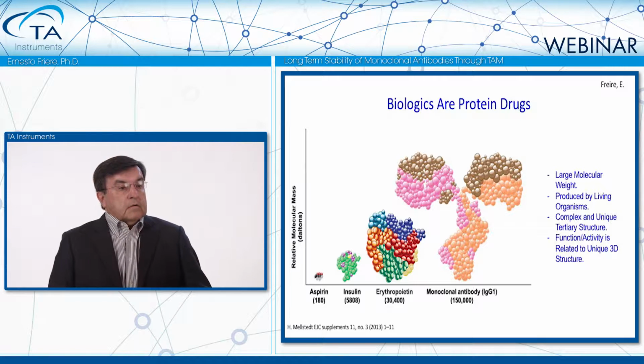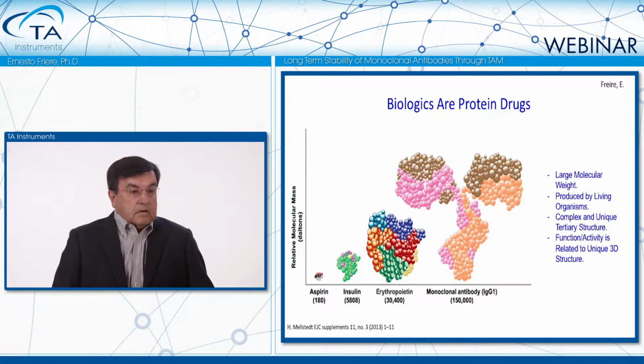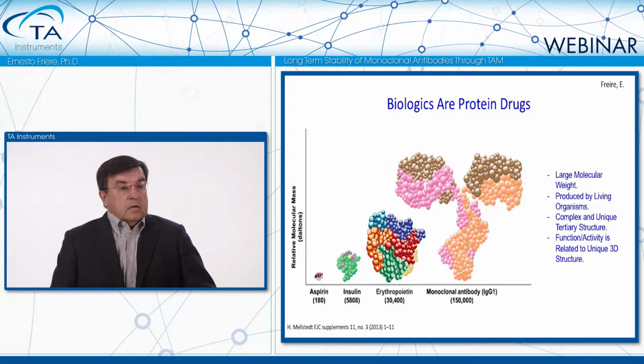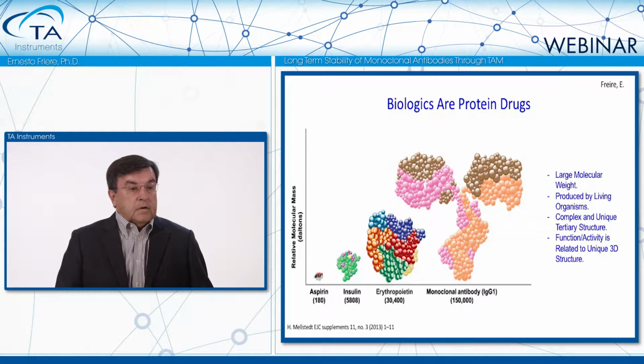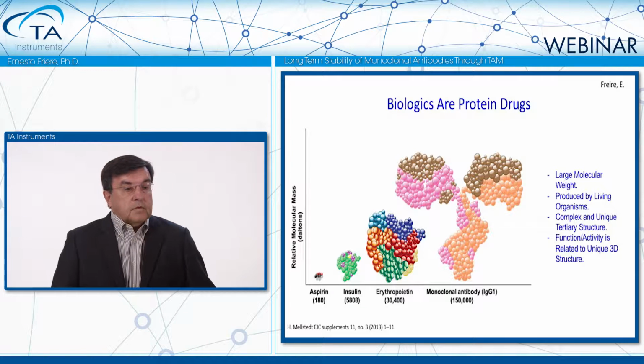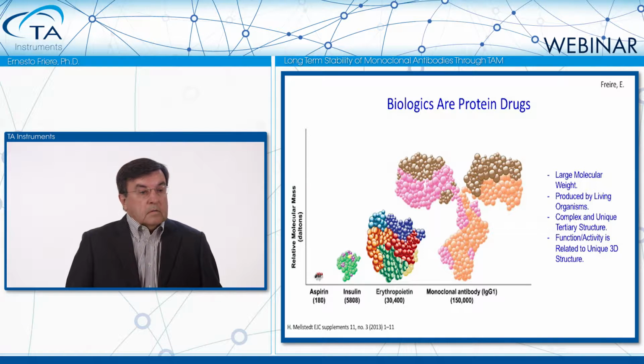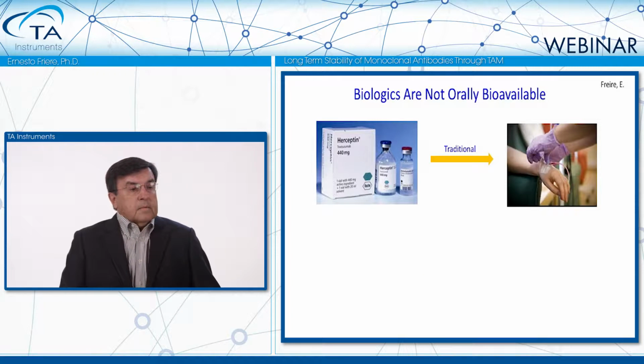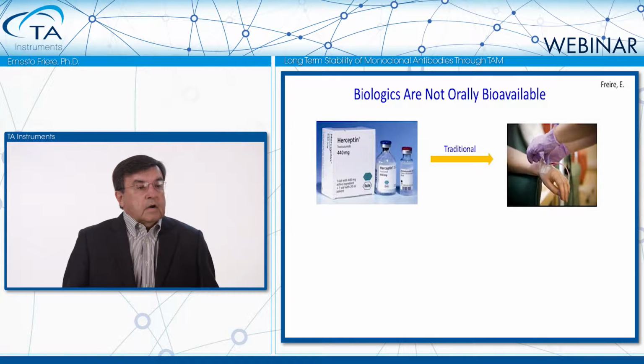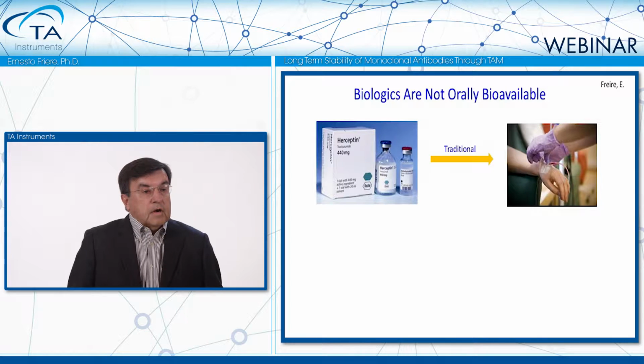So what are the characteristics of protein drugs? Large molecular weight, as I said. All of them are produced by living organisms. They are expressed in bacteria, cell cultures, etc. They are very complex and have unique tertiary structures, and their function or activity is related to unique 3-dimensional structure. One extremely important characteristic of biologics is that they are not orally bioavailable.